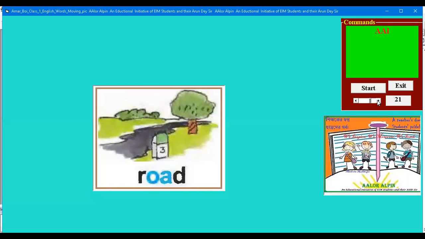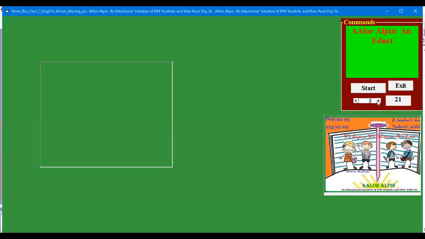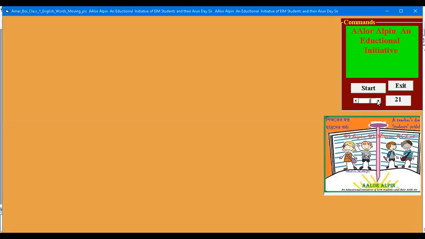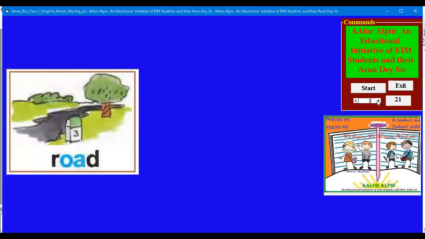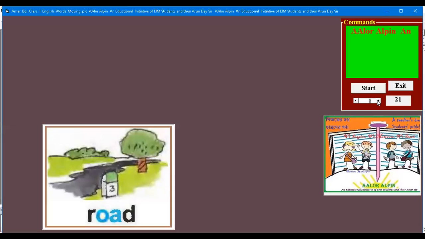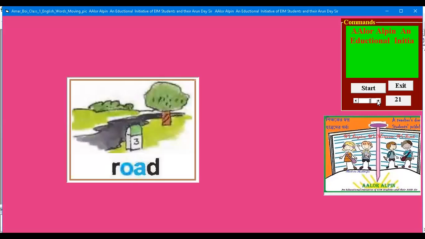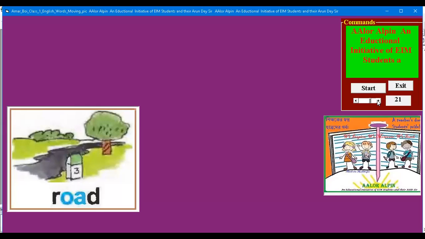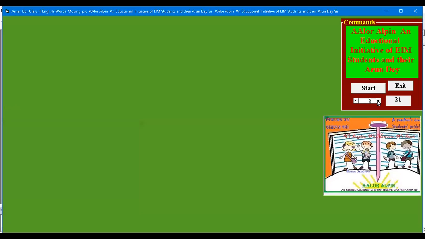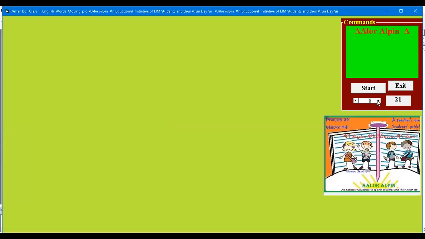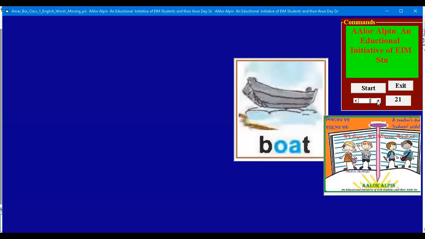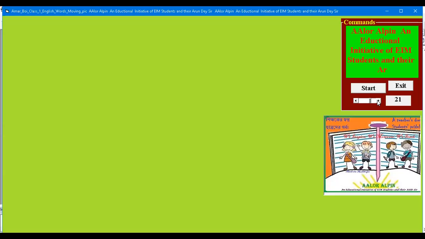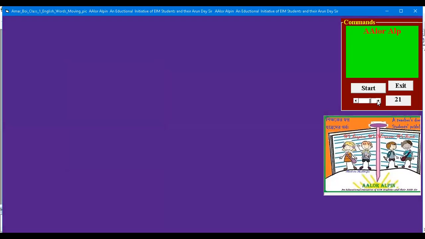I walk on a road. Road, arrow, AD. I walk on a road. W-A-L-K, walk. I walk on a road. Road, on. O-N. Sir, boat away. Achha, eva ingrejhi hobe, onko hobe.